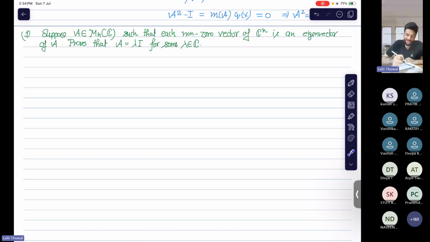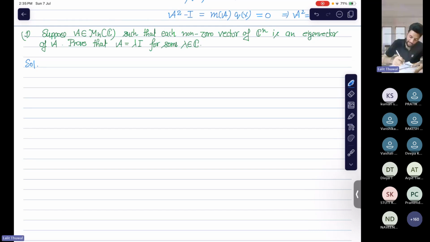What this problem says: suppose A belongs to M_n(C), a matrix of order n cross n over C, such that each non-zero vector of C^n is an eigenvector of A. Prove that A is equal to lambda times the identity, a scalar multiple of identity, right? We are given that every non-zero vector is an eigenvector. So we have to prove that A must be the scalar matrix. How do we prove this?